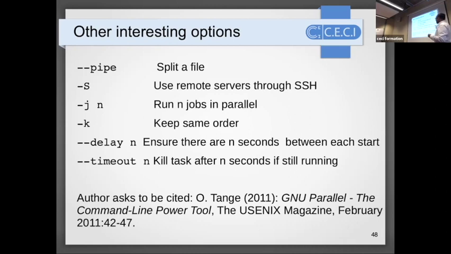And then you can set up a delay and a timeout if you don't want all the tasks to start at the same moment for some reason. If you have many tasks that all need to read the same file, you don't want them to do that at the same time. And you can specify a timeout to say, okay, if a task is taking more than X, then I want it to be killed.